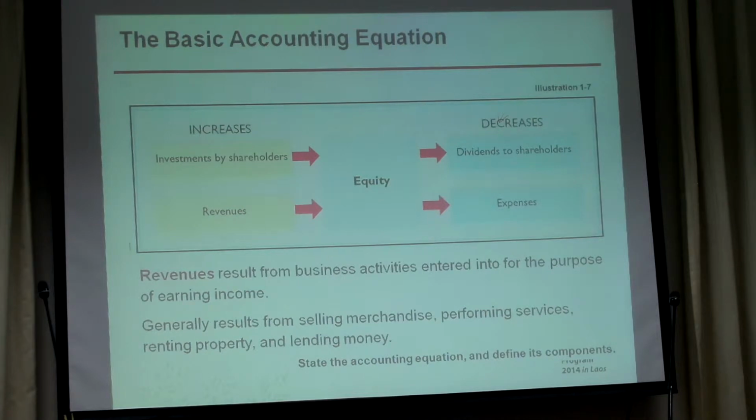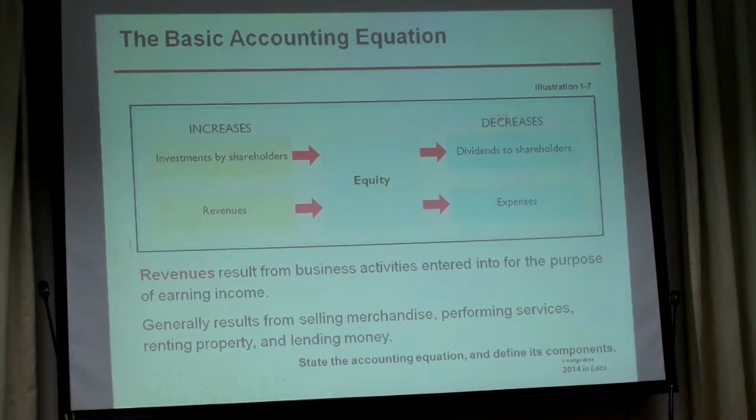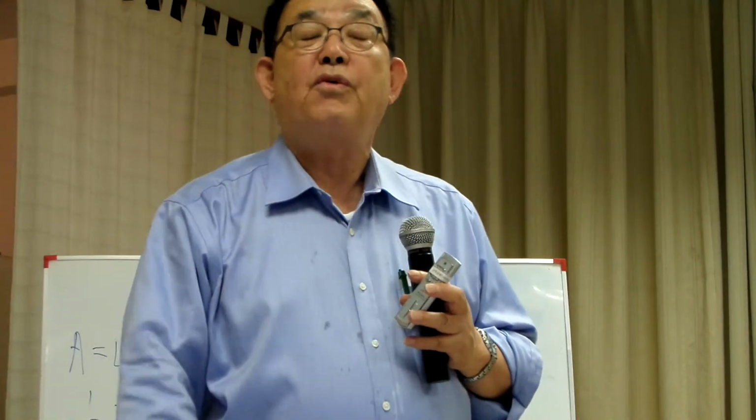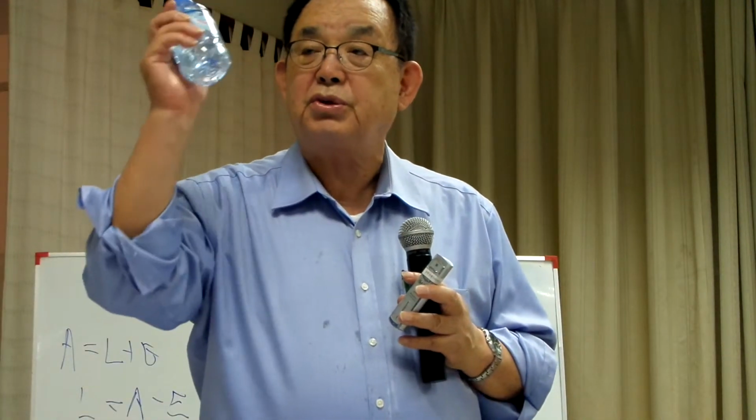That means this is 3,000 kip, right? However, the total cost is the expense I spend to make this one. So plastic, water, and printed matter, this kind of thing we call cost of goods sold. The direct cost to the product we call cost of goods sold.